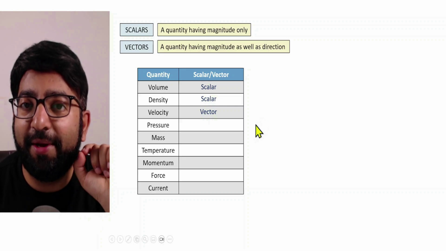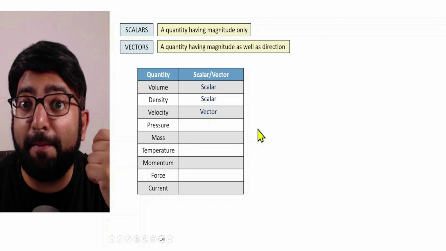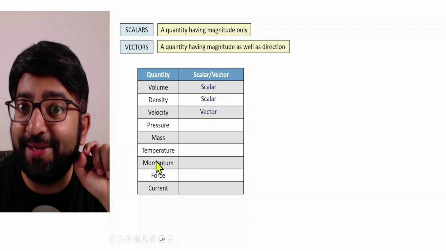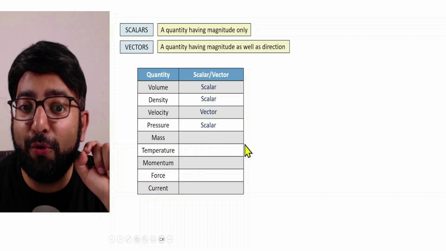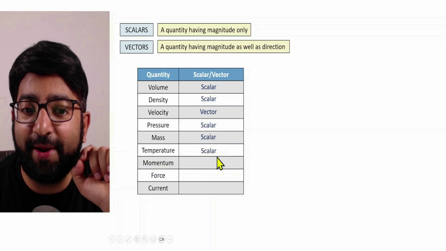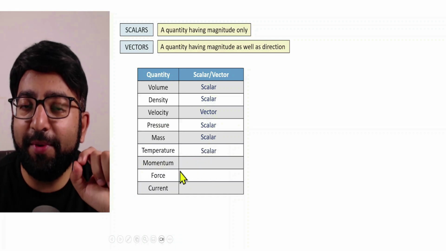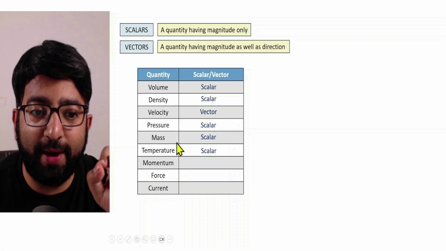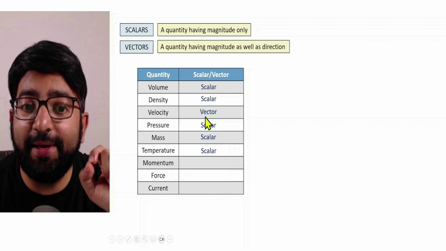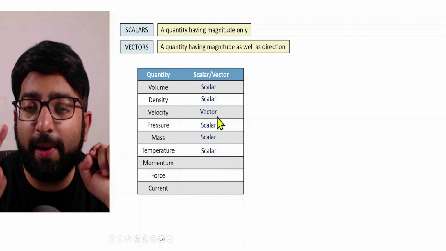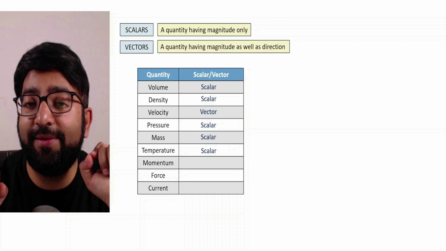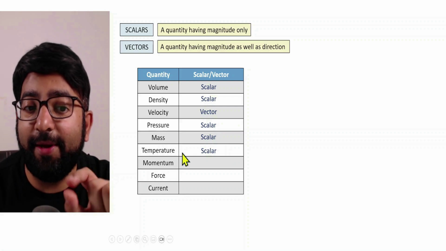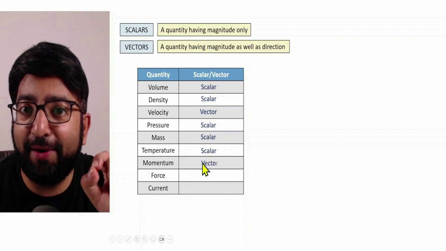Speed, on the other hand, will be a scalar quantity. Speed is nothing but the magnitude of velocity. Pressure, mass, and temperature, all these three parameters are scalar as they only have magnitude. They do not have any direction. But momentum is the product of mass and velocity. So even though mass is a scalar quantity, velocity is a vector quantity. Whenever you are multiplying a scalar with a vector, the resultant will be a vector. So momentum, which is the product of m and v, is considered a vector quantity.